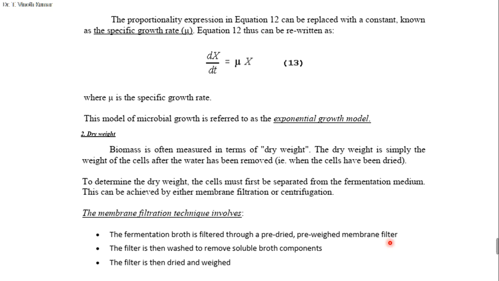Usually PTFE filters are used, because they will not absorb any aqueous component of the media. So only the cells will be deposited when filtered through that PTFE filter. This PTFE filter is completely polymer, and two pore sizes are available: one is 0.2 micron and another one is 0.44 micron. The filter is then washed to remove soluble broth components. The soluble broth components have to be washed away completely. The filter is then dried and weighed.